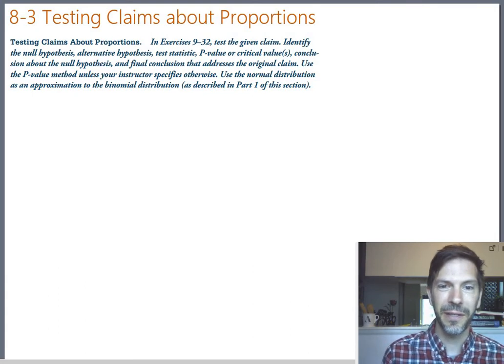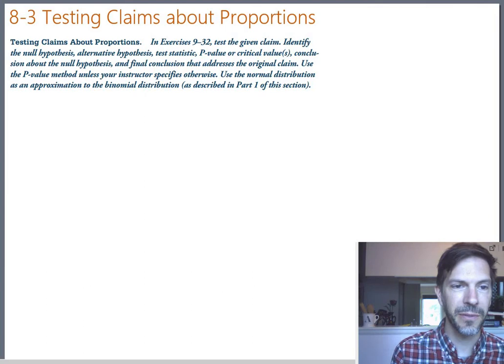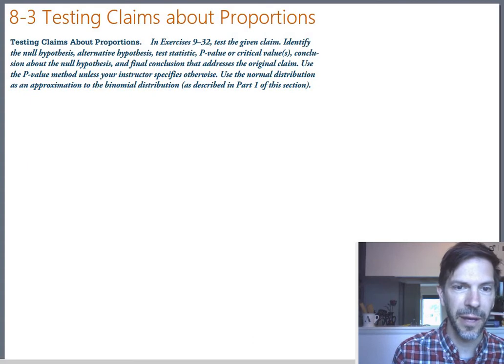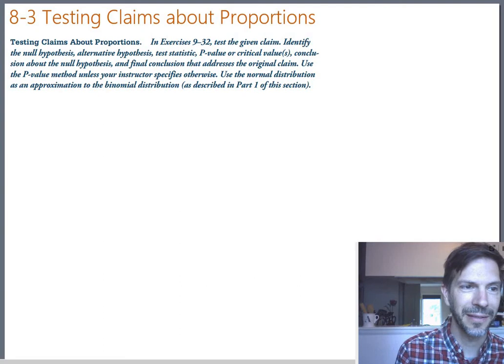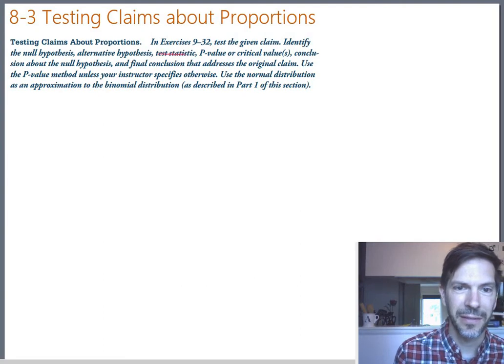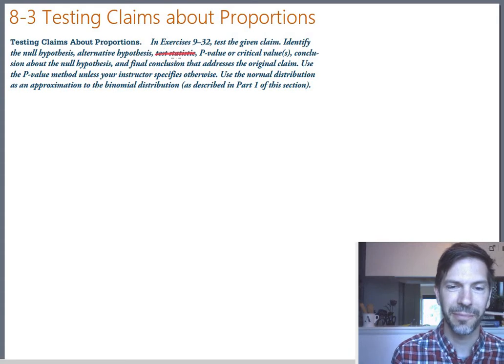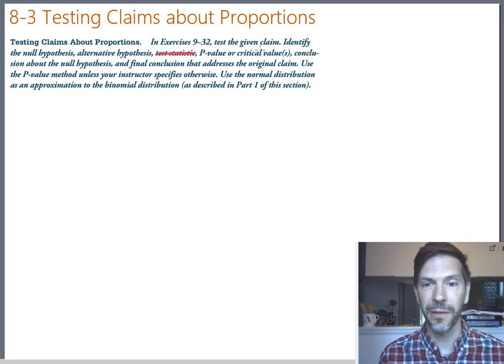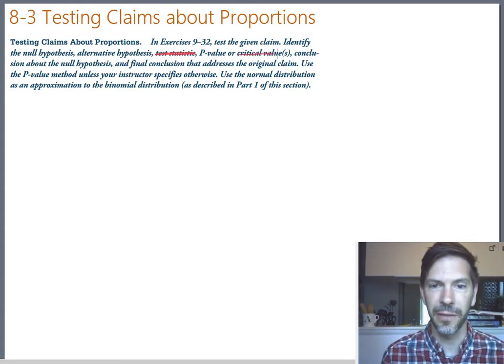They say in all of these, test the claim, identify the null hypothesis, which we'll definitely want to do, and identify the alternative hypothesis. We definitely want to do that. Keep in mind we are not doing the test statistic. Anytime you see them ask for the test statistic, you're ignoring that. We are doing the p-value. We are not doing the critical value. So you'll ignore all of that.